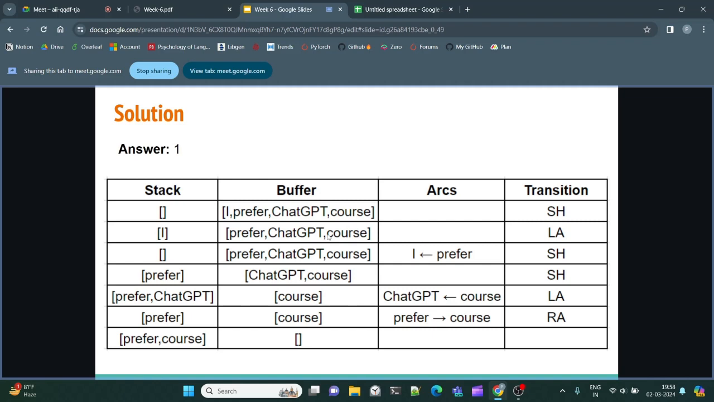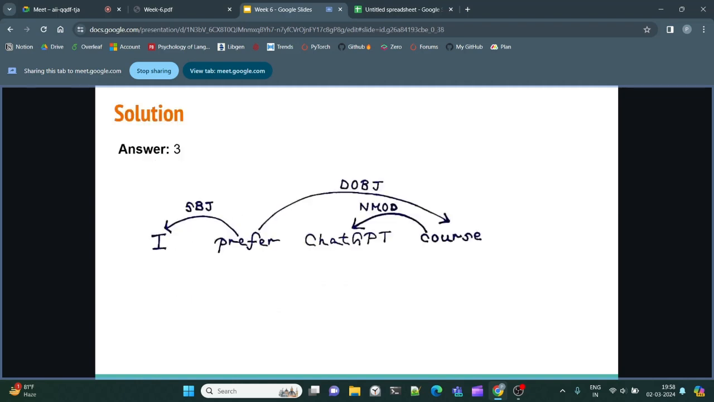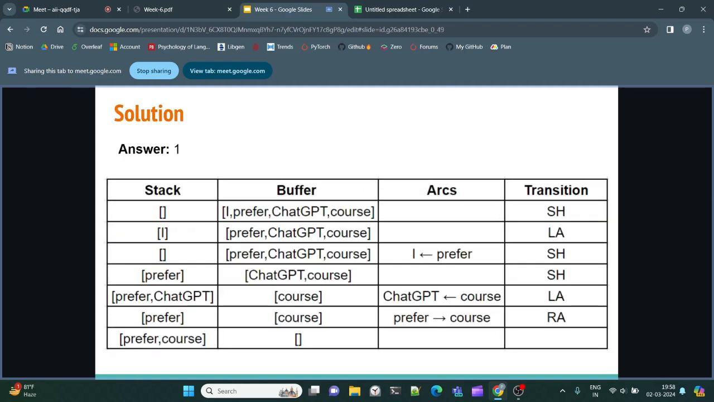Now again I'm left with the same choice: among these four possible transitions, which one should I take? In order to find out which transition I must take at this point, I need to look at the dependency graph that I want to obtain, which is this one. Here I is in the stack and prefer is in the buffer. These are the words at the top of the stack and the top of the buffer respectively.